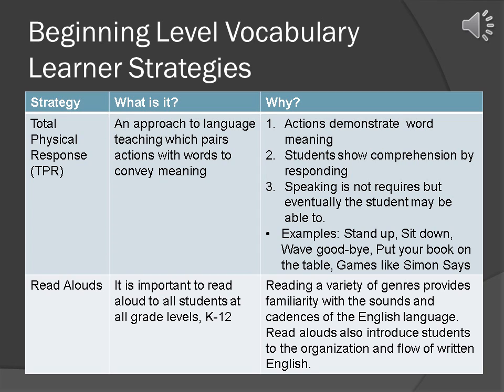Another strategy is read aloud. It's important to read aloud to all students at all grade levels, K through 12. Reading a variety of genres provides familiarity with the sounds and cadences of the English language. Read alouds also introduce students to the organization and flow of written language.